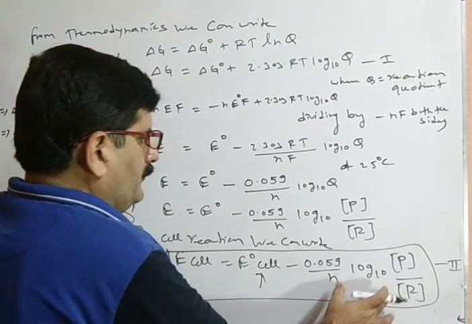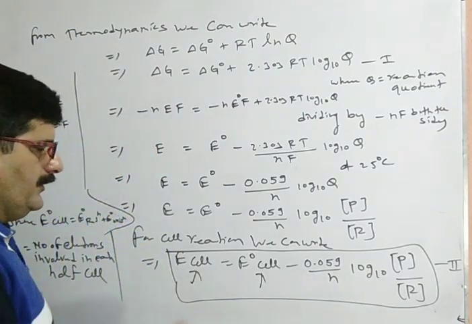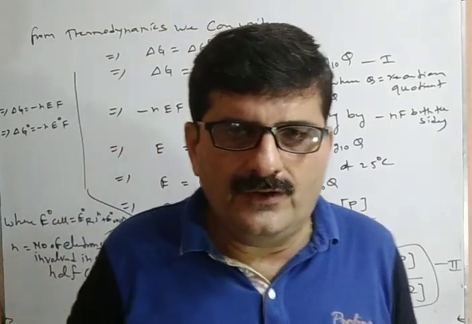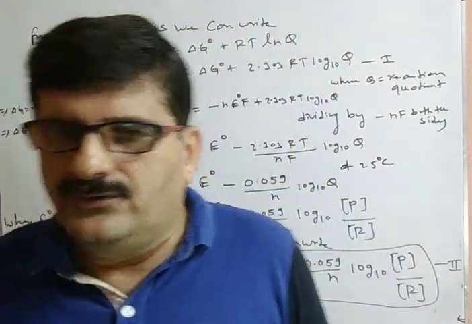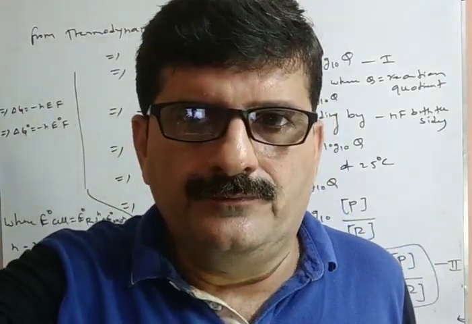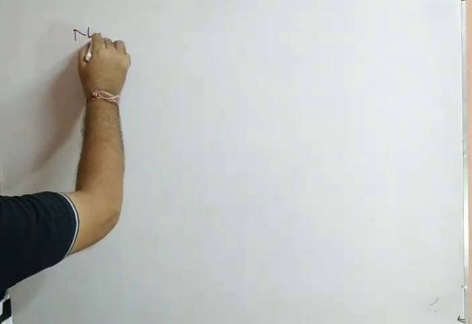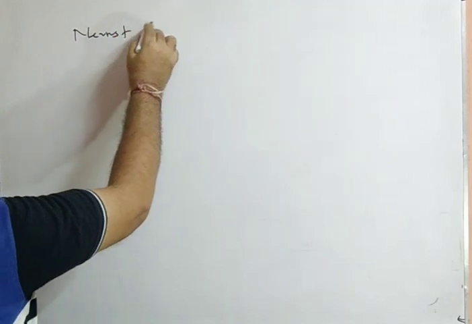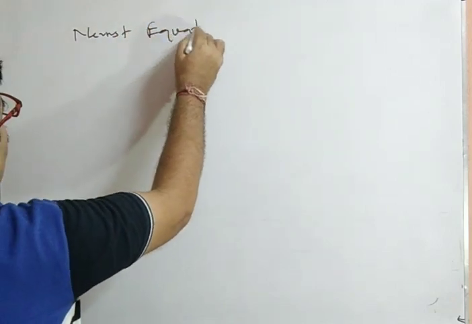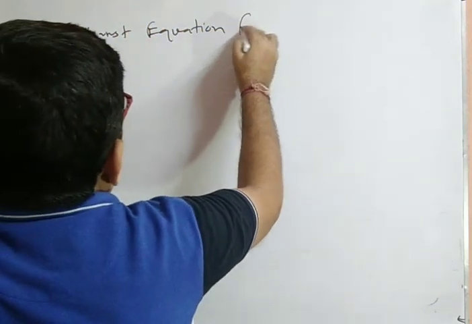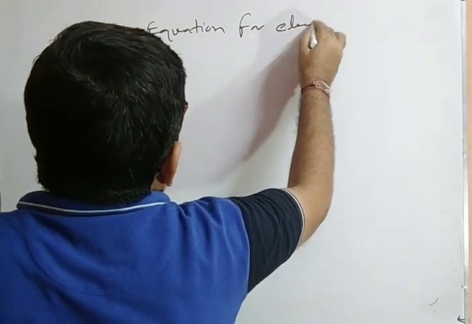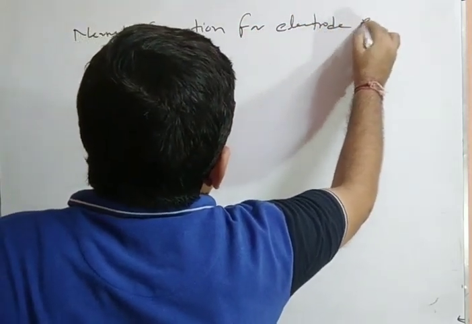If all values are given, then we can find out the value of E cell and we can predict the spontaneity of the reaction. Similarly, we can write down the Nernst equation for single electrode potential. Nernst equation for electrode potential.